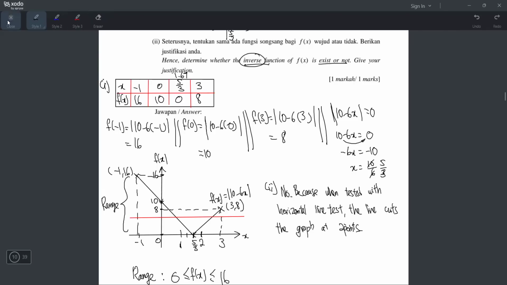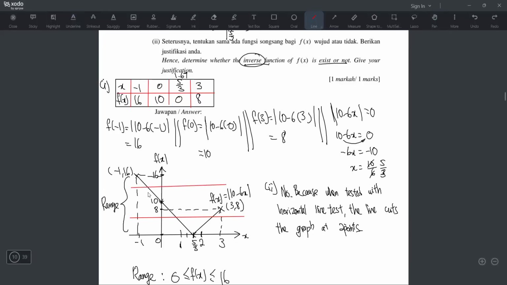Okay, some students might ask me this. They will say, "Hey, sir, what if I draw the horizontal line here? If I draw it here, you see, it cuts at 1 point." Okay, listen. With the horizontal line test, you can only say that it has an inverse when wherever you put the horizontal line, it cuts at 1 point. Faham maksud saya? It means you put it here, it cuts 1 point, here also 1 point, anywhere you get 1 point. Then only we can say that it has inverse. Yeah, indeed if you put it here it cuts the graph at 1 point only.